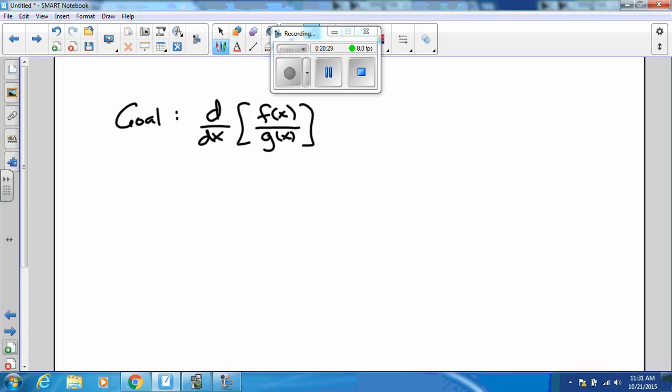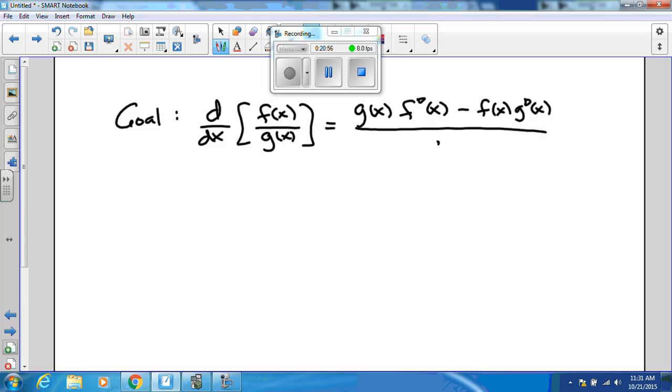It shows some similarities to the product rule. But to get there, I would need to be able to take the derivative of 1 over g, and I don't have that yet. What I aim to show you is that the derivative of f over g is g times f prime minus f times g prime. So there's my similarity to the product rule. But divided by g squared.